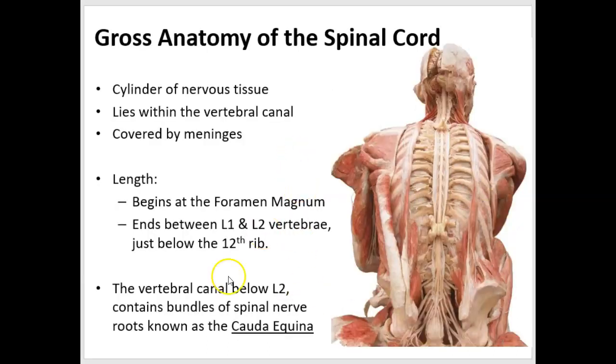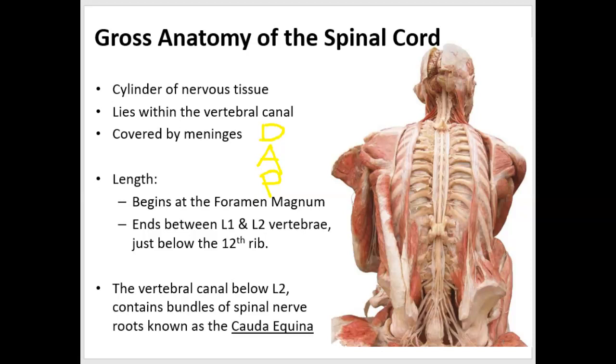The gross anatomy of the spinal cord is apparent in this picture. It's a rope-like cylinder of nervous tissue that lies within the vertebral canal, covered by all three meninges. So the dura mater, the arachnoid mater, and the pia mater. All three.